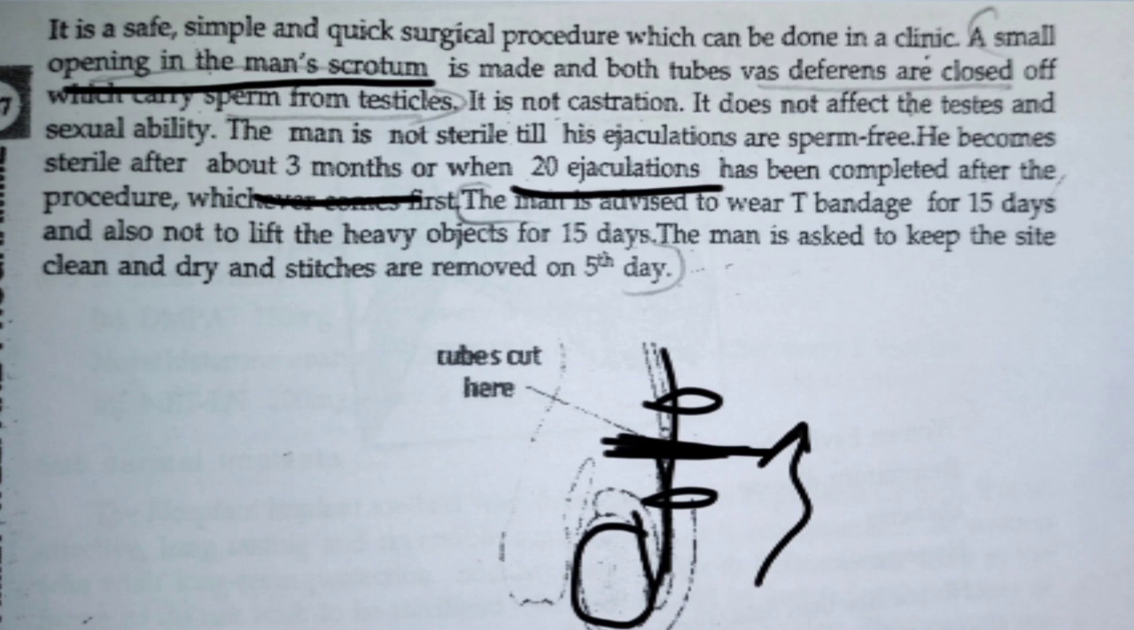After 3 months, this method starts to be effective, and for 15 days the person is asked to wear the T bandage, and he is not asked to lift any weight, no heavy exercise, and nothing should be performed in which pressure is applied on his body. And then after 5 to 7 days the stitches which were applied will be removed.